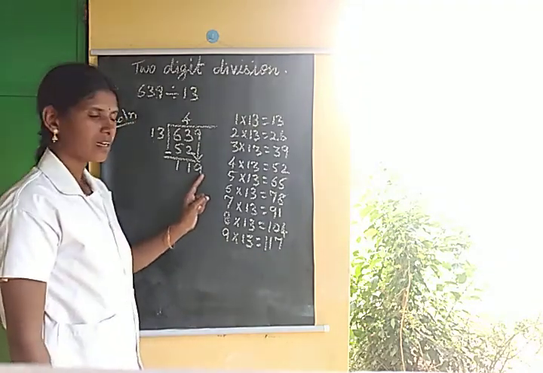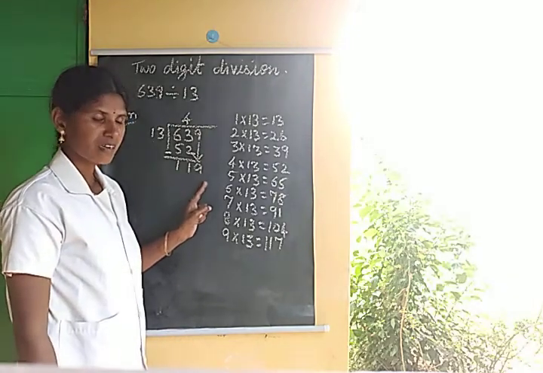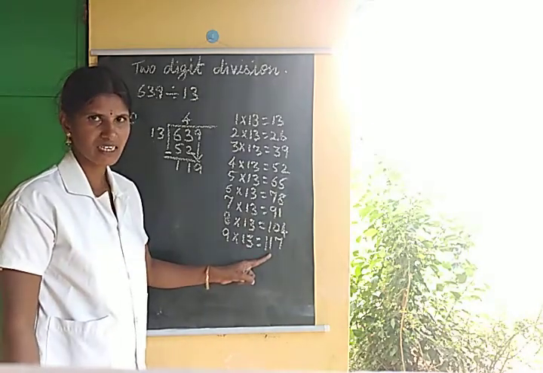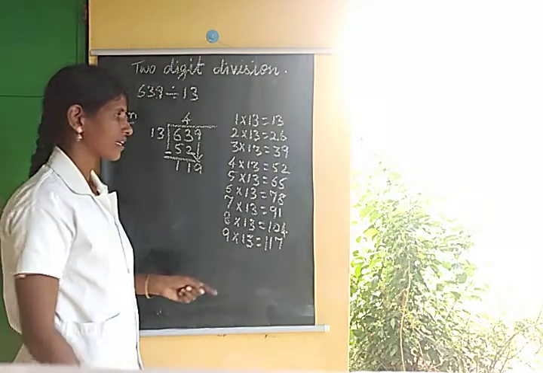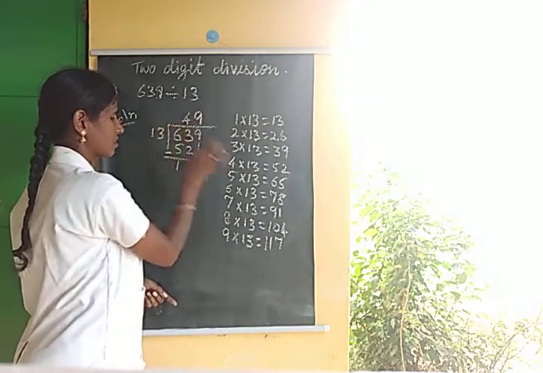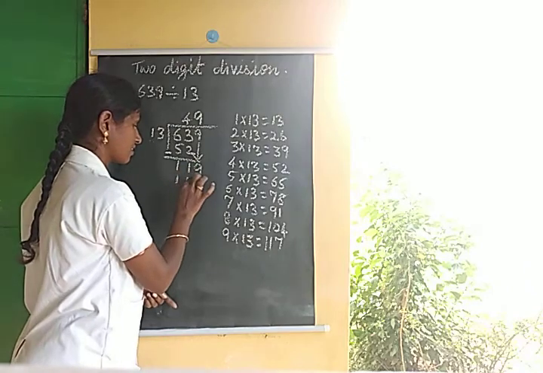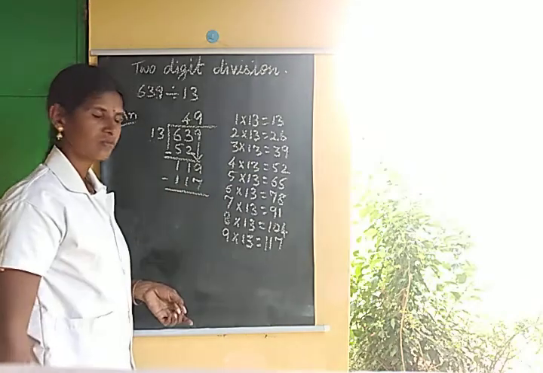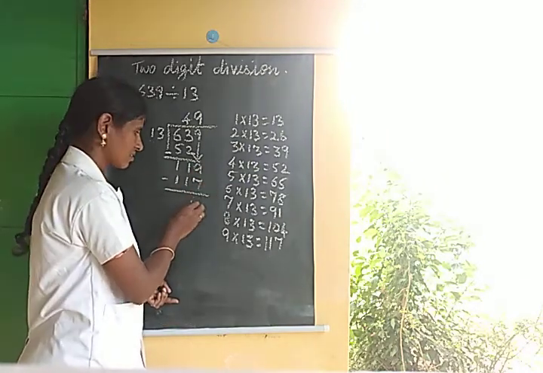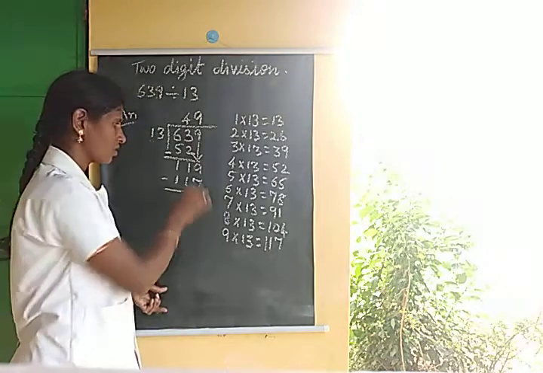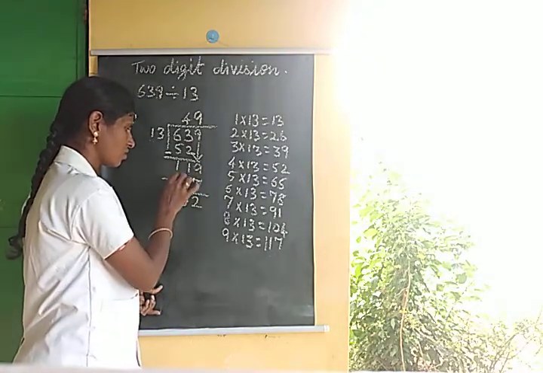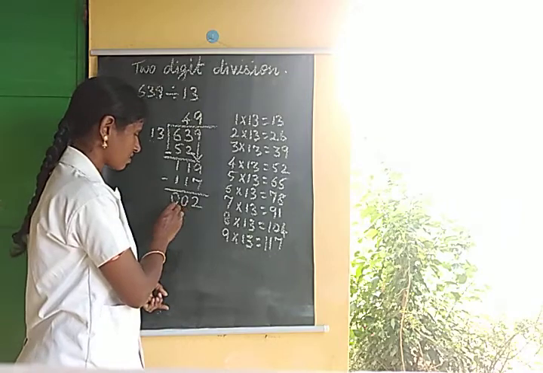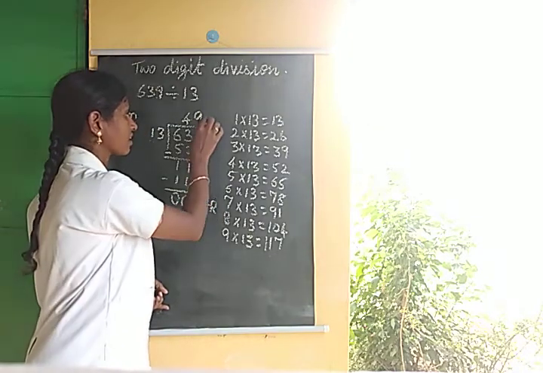See here now. Here the number is 119. 119 is not there, but less than 119 is 117. How many times? 9 times. That is 9 times 13 is 117. Okay. Now we have to subtract. 9 minus 7, 2. 1 minus 1, 0. 1 minus 1, 0. There is no next number. So we can stop here. This is the remainder. This is the quotient.